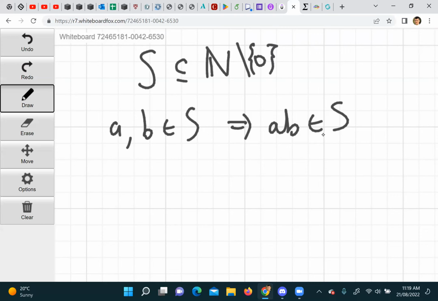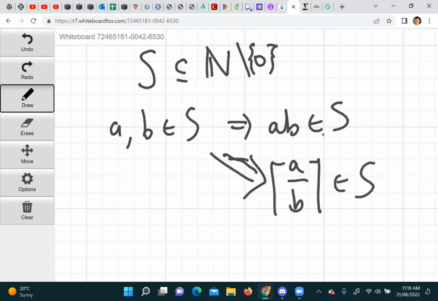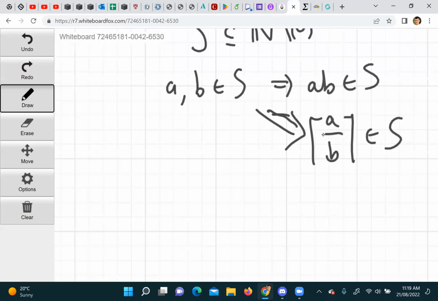I thought that meant closed under multiplication. What kind of reputation am I developing here? It also implies that the ceiling of A over B is in S. Okay, so clearly S equals {1} is a solution.